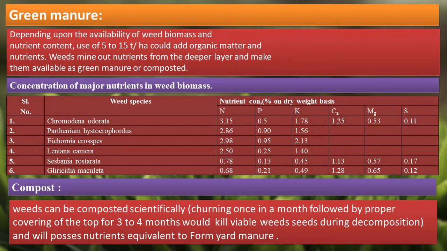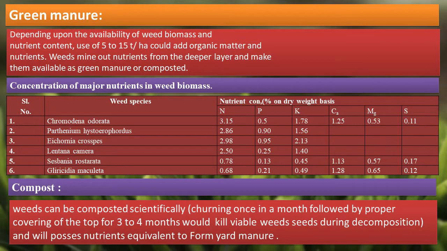Once weeds are dry and if they are collected before they are flowering, they can also be used as a mulch or retained in the field, in the soil, to increase the organic carbon in the soil. So, depending upon the availability of weed biomass and nutrient content, use of 5 to 15 tons per hectare could add organic matter and nutrients. Weeds mine out nutrients from the deeper layer and make them available to the upper layer for crop utilization.